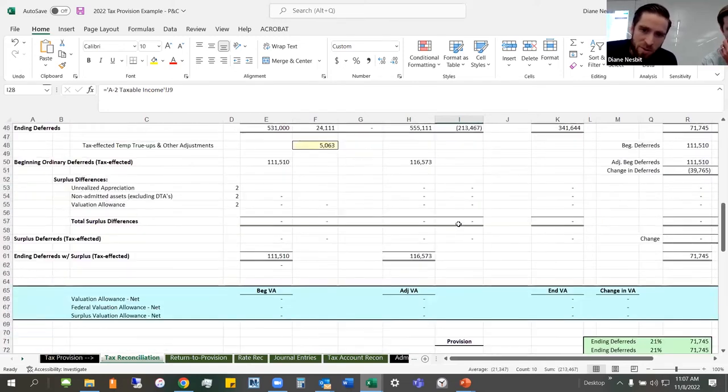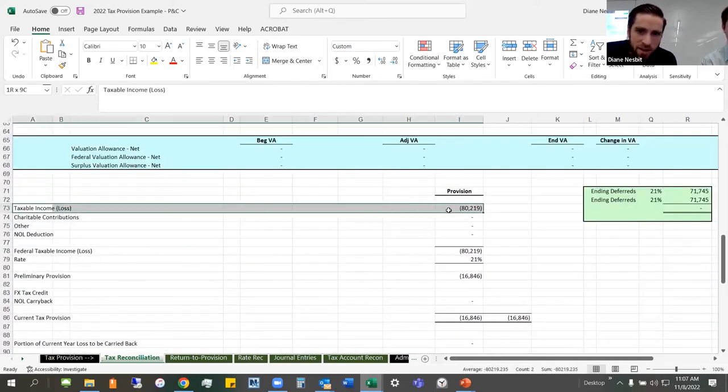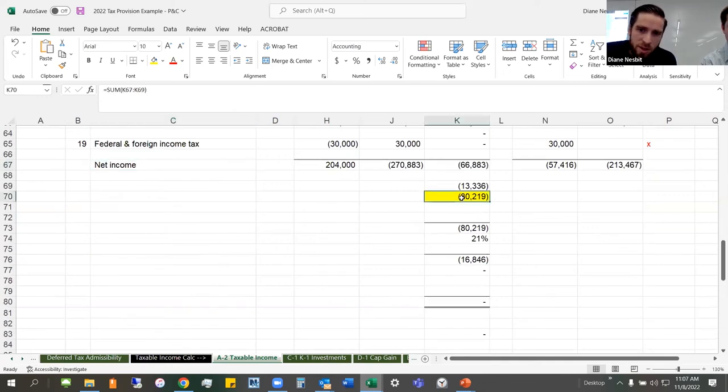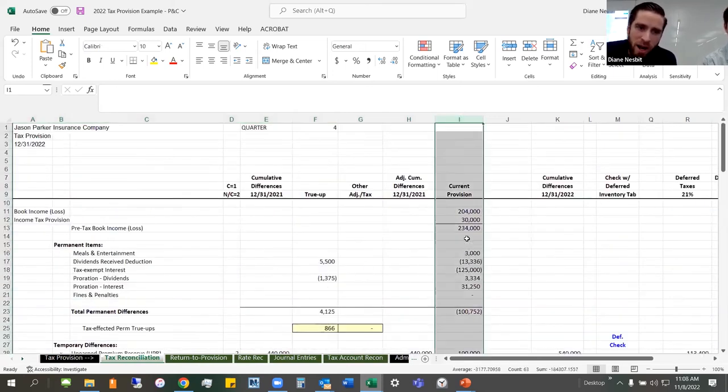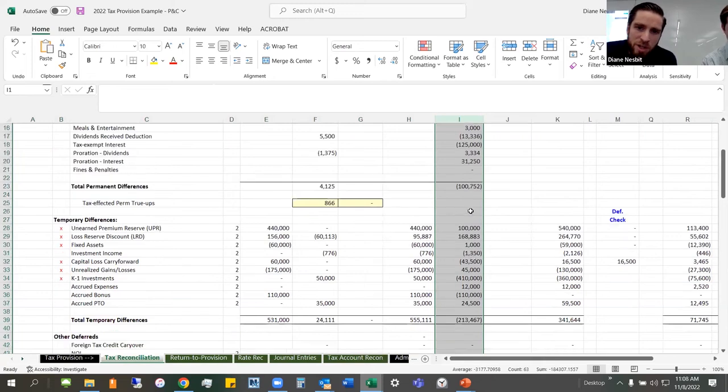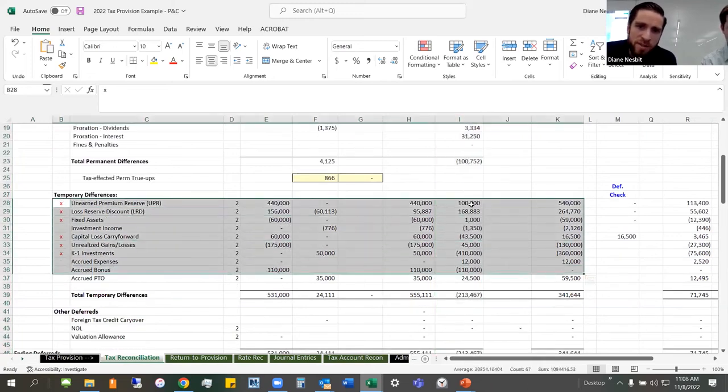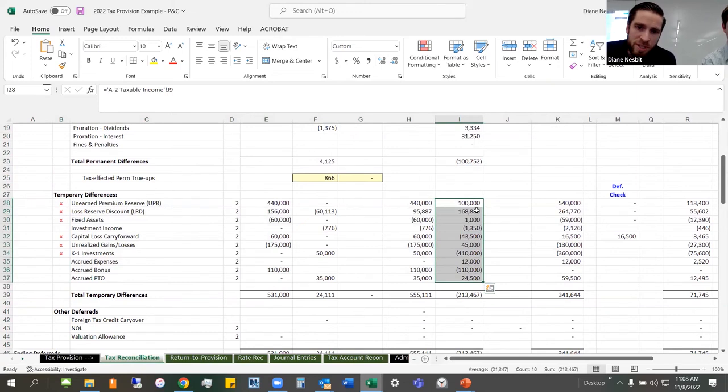I'll come back to this, but as you keep scrolling down, you'll notice that this taxable income here, 80,219, is going to agree to this 80,219. So we basically re-input our taxable income calculation in column I. The reason we do that here is because this is our deferred schedule. We want all the current year temporary differences to run through our deferred schedule, because our deferred tax assets and liabilities need to be updated each year for current year temporary differences.